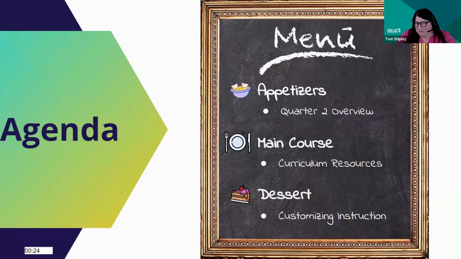You guys, here's our menu for this evening. We're going to be serving up a three-course meal, if you will. First, we're going to start off with our appetizers with a quarter two overview. Next, we'll serve the main course, which is our curriculum resources. And lastly, we'll finish with our dessert course featuring ideas on customizing our Amplify lessons. So again, we are grateful that you're here, and we hope that something that we cover today will be of use to you.